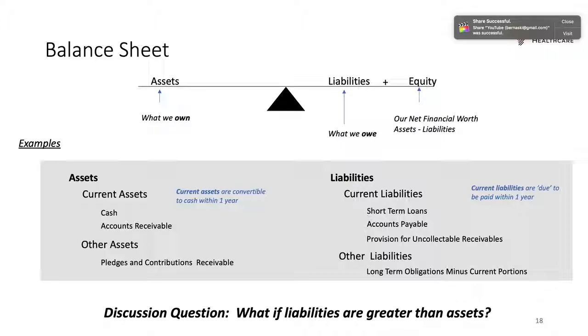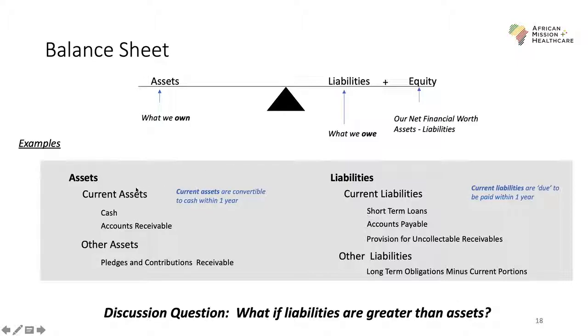And equity is the difference between the two. So if you take your assets and you subtract out your liabilities, you ultimately have your equity, and that's the net worth of the institution. So we'll talk about these things in a bit more detail.